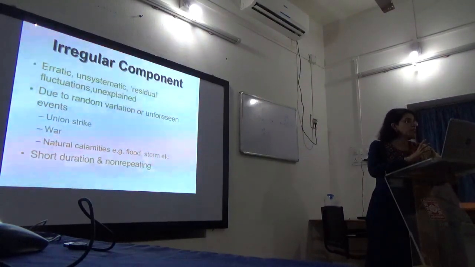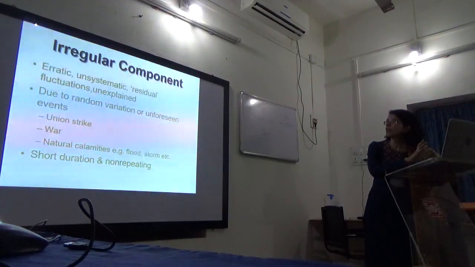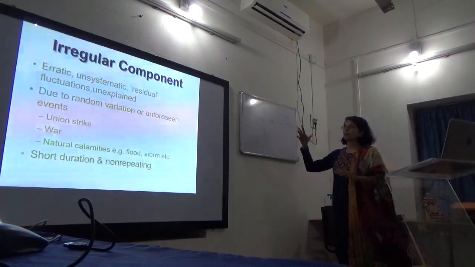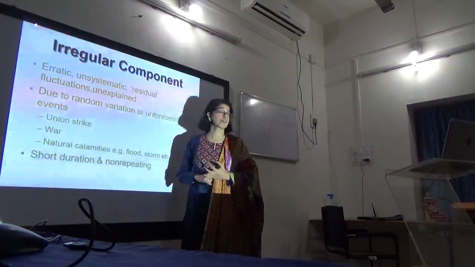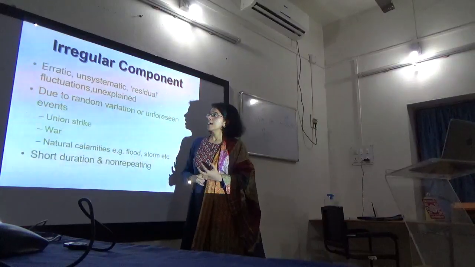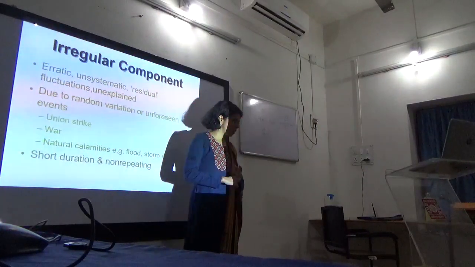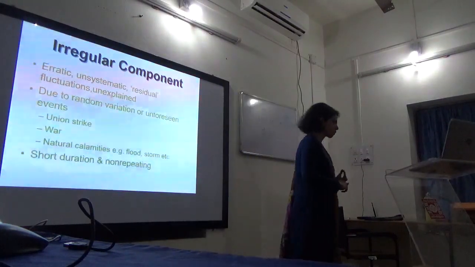So the irregular component is something which is unsystematic, which is residual fluctuations and unexplained. Okay, I don't want to go for those jargon words because they might make you tired. Let us have one example of irregular components.